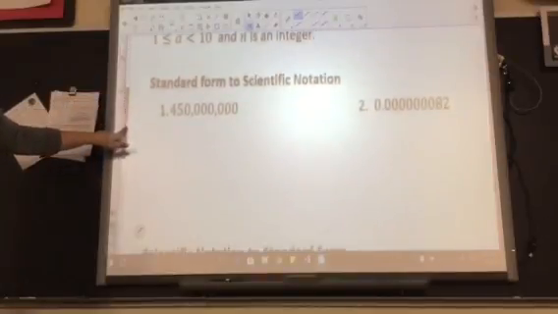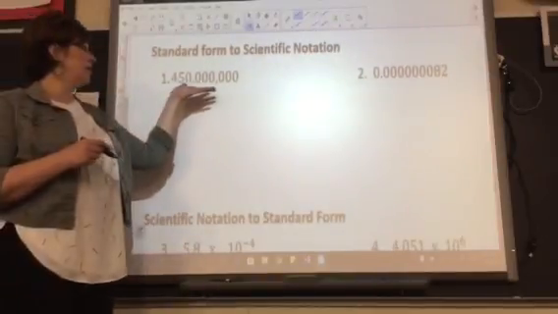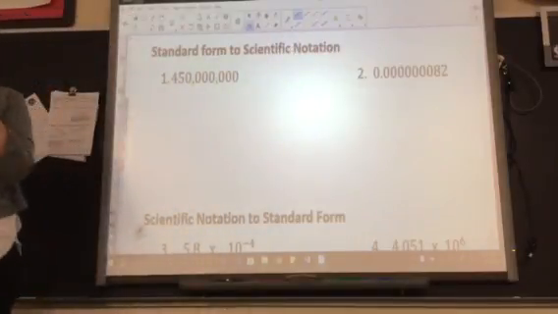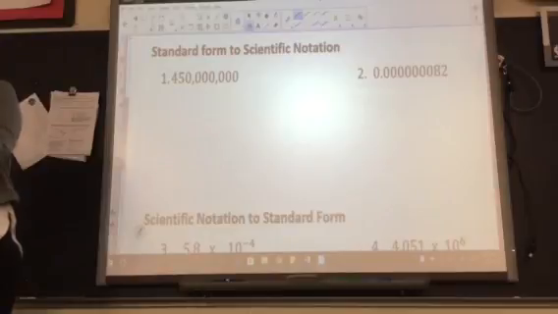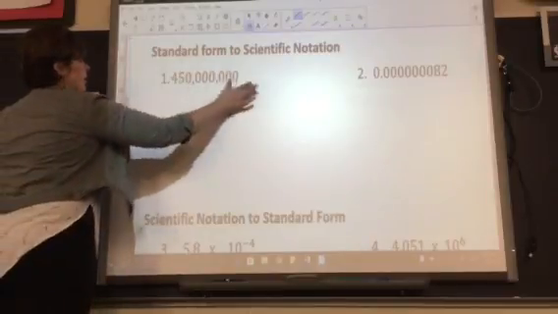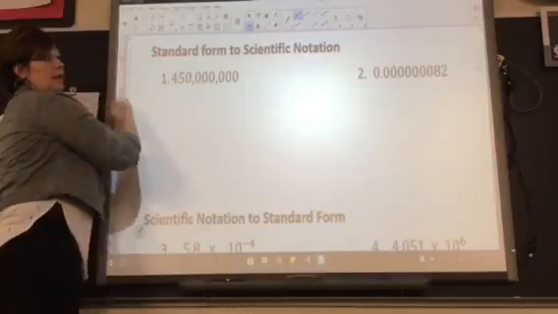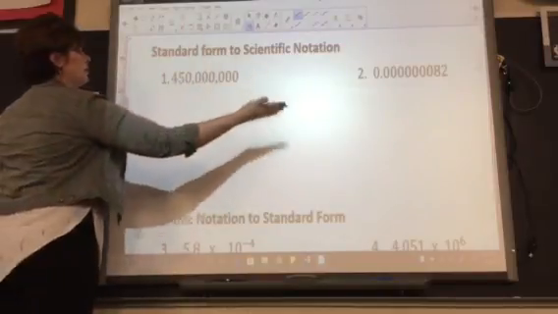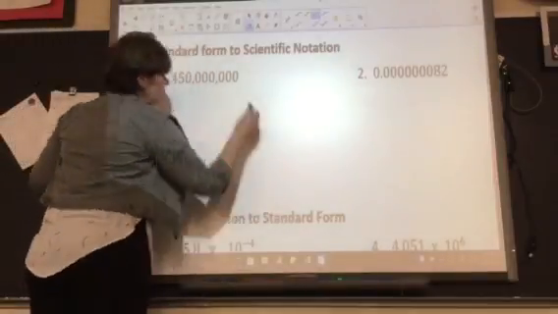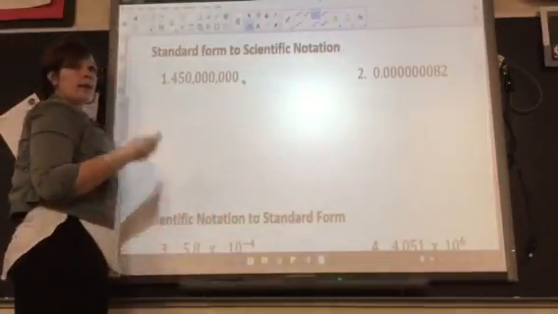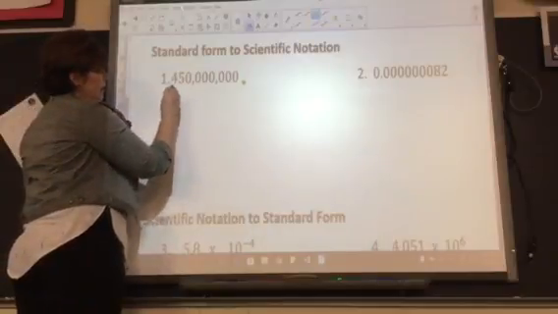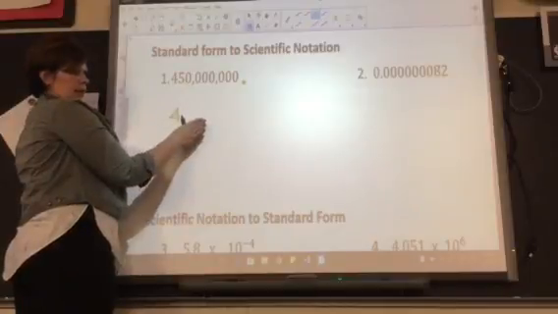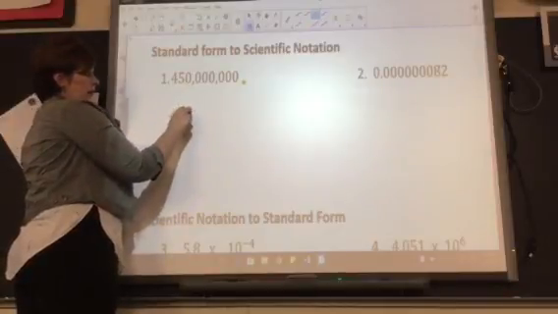So, the first thing that we're going to do is write some numbers from standard form into scientific notation. Thinking about what we know, how many digits can we have to the left of the decimal? The decimal is right here. Do you guys see that? To be in scientific notation, that first number has to be in between 1 and 10. So 4.5.